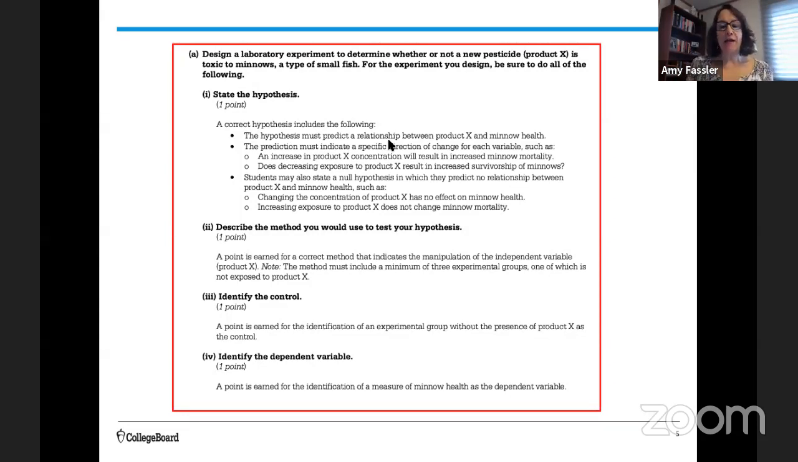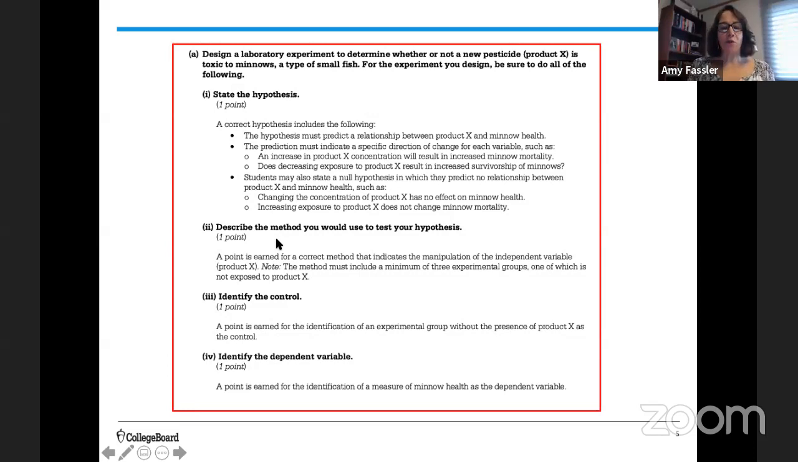For example, I could say that an increase in the concentration of product X will increase minnow mortality, or I could say, does decreasing exposure result in increased survivorship of the minnows? It's kind of saying the same thing a different way. You could also have stated it as a null hypothesis: concentration will have no effect. If you've not used a null hypothesis in your classroom, don't worry about it. You would never be required to state a null hypothesis.